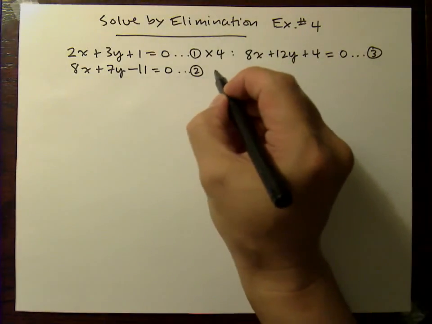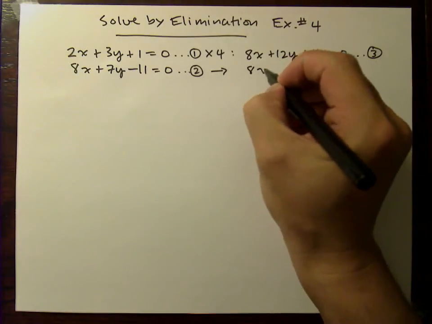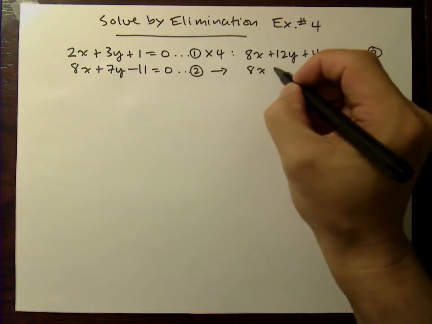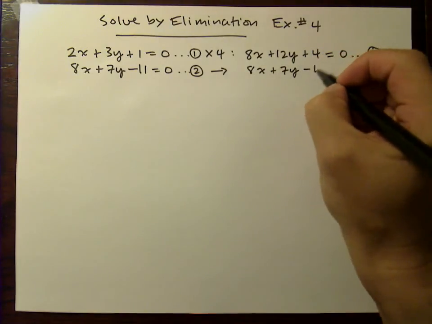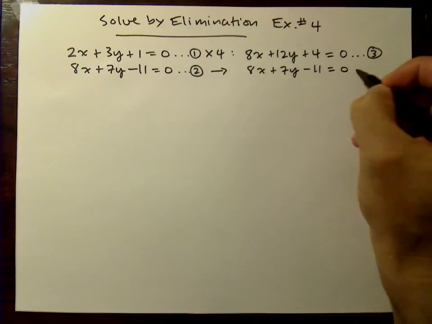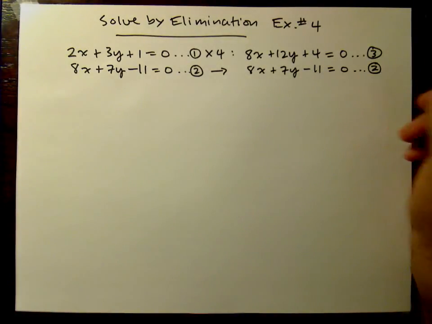As for the bottom equation, we're just going to slide it over so that the x terms and the y terms line up, as well as the constants. Now this is not a new equation. In fact, it's still equation 2. We've just moved it over.